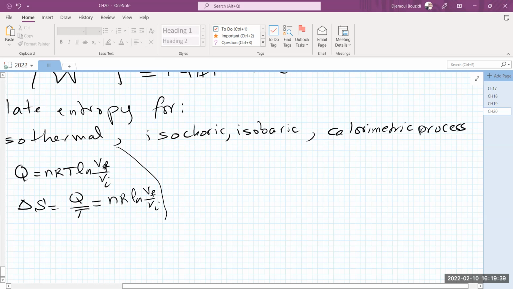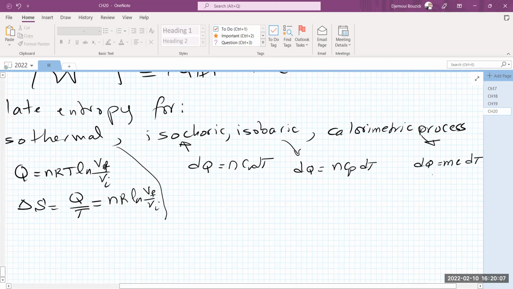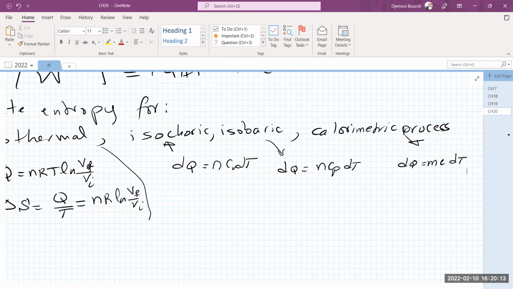Okay, for the isochoric process, dQ, I'm going to go to the infinitesimal value. It's nCv dT. For the isobaric process, dQ is nCp dT. For this process, dQ is mc dT, where m is the mass of the object, c is the specific heat, and dT is the change in temperature. This is lab 2, or lab 1 actually.